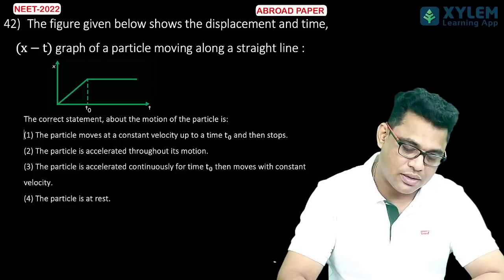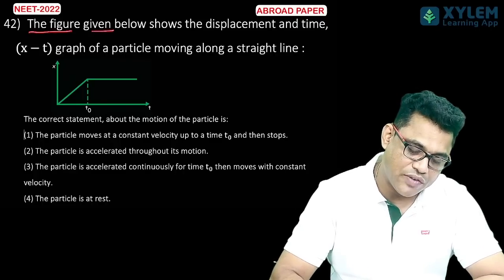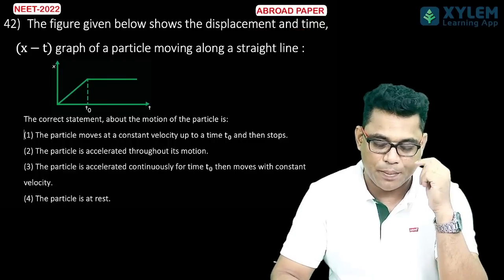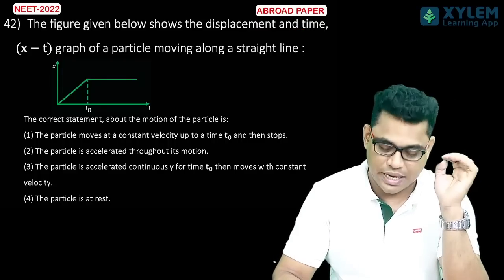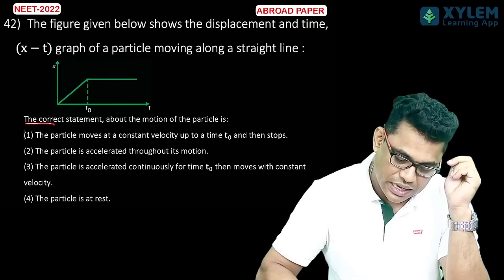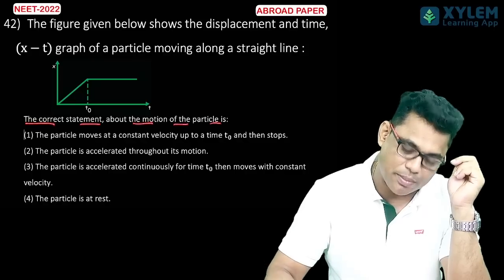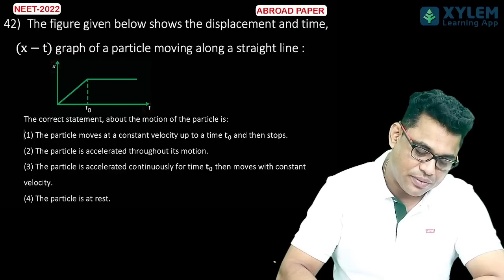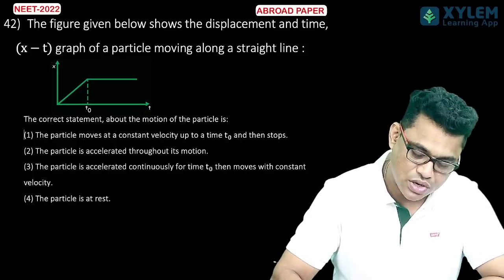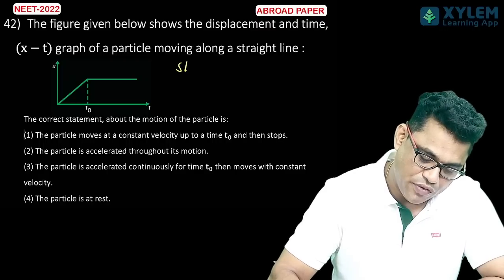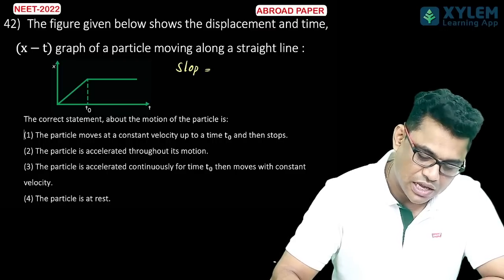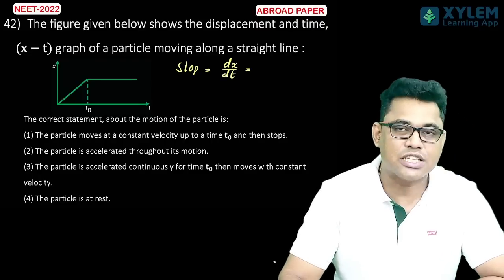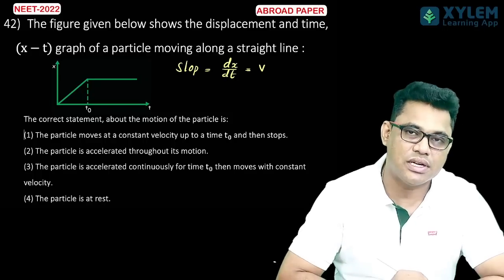Moving to next question. The figure given below shows the displacement and time, x-t graph of a particle moving along a straight line. What we need to find? The correct statement about the motion of the particle is. It is given that this is a displacement time graph. Let us find its slope. What does slope give you? Slope is equal to, mathematically, dx by dt. You know, dx by dt is the instantaneous velocity.